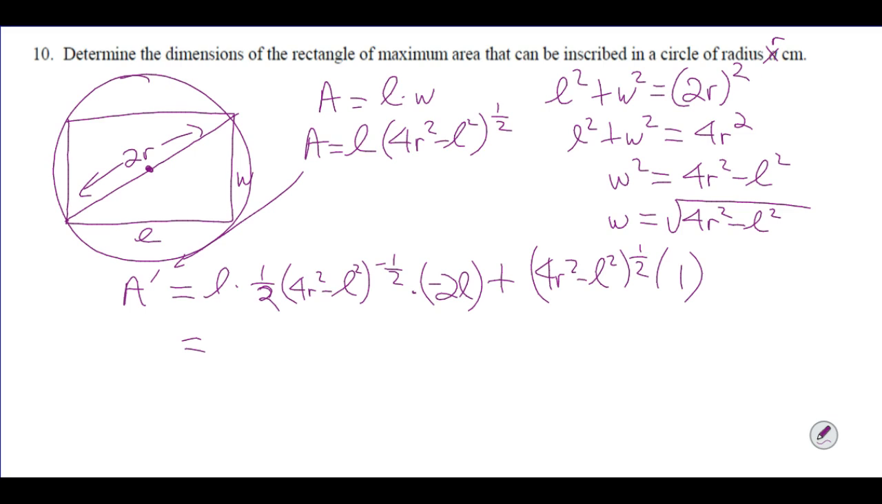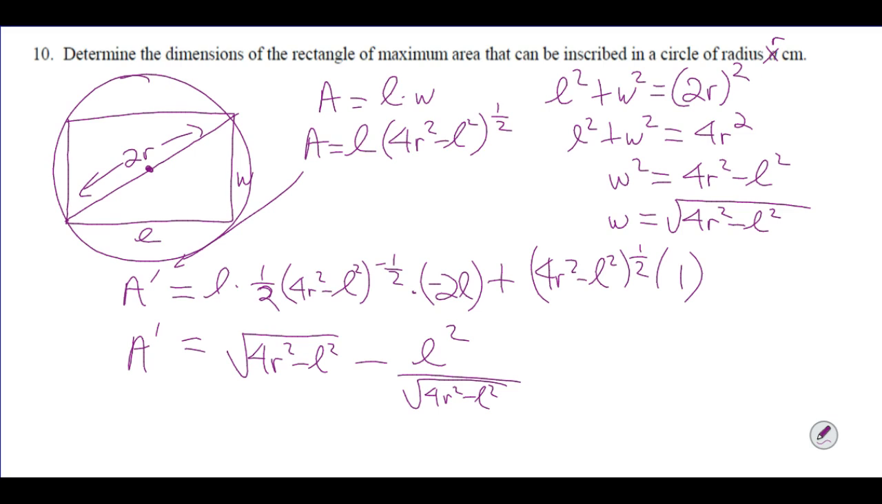So we've got the root of 4r squared minus L squared, and then we'll pull this over, minus L squared over the root of 4r squared minus L squared. Okay, yeah, so this will work out better.